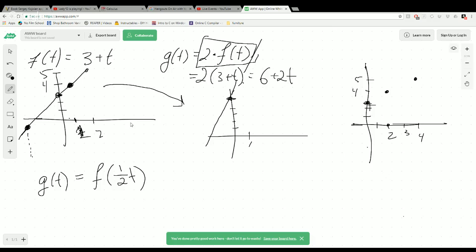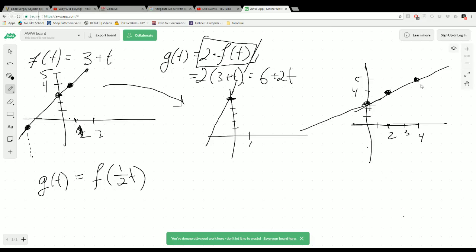So look at what's happening here. When in the original, I plugged in a 1 to get 4, in this version, I have to plug in 2 to get 4. In the original, I plugged in 2 to get 5. Here, I have to plug in 4 to get 5. So it seems as though my function, my line, has been stretched horizontally. Whereas before I had to plug in 1 to get that value, now I have to plug in 2. Whereas before I had to plug in 2 to get that value, now I have to plug in 4.